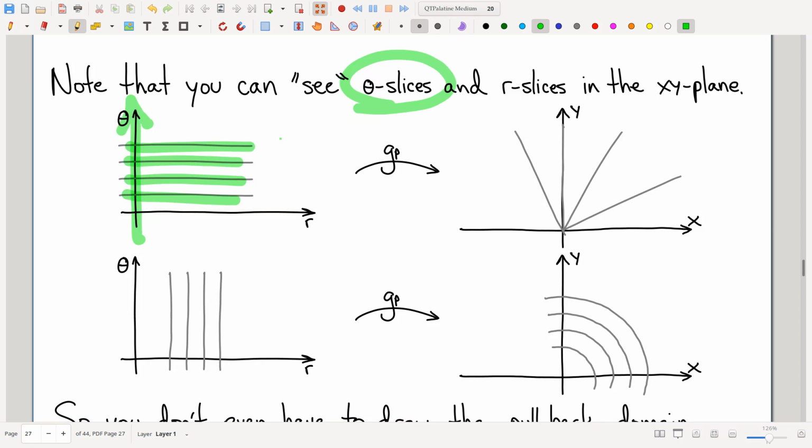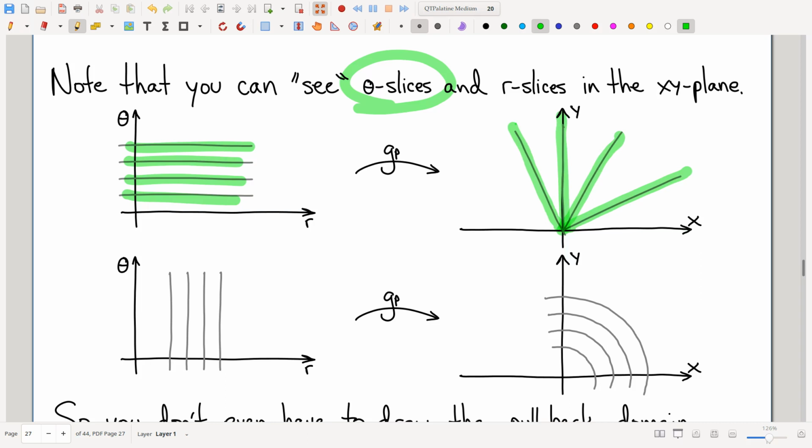Whatever constant value of theta you pick. Well, here's the thing. A constant value of theta, I know what that looks like in the xy plane as well. That ray coming out of the origin right there, that too represents a constant value of theta, this time seeing it in the xy plane. And various different constant values of theta just give you various different slices that look like that.